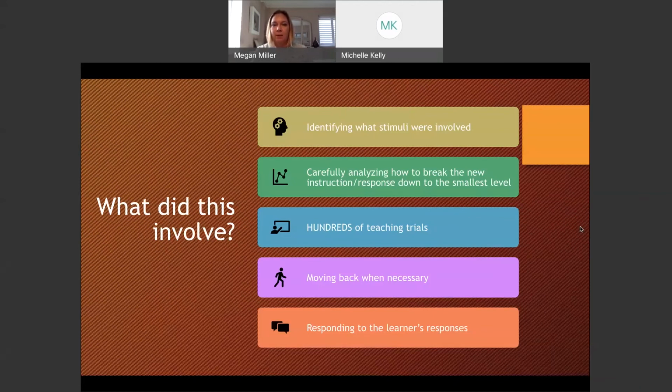Carefully analyzing how to break the new instruction response down to the smallest level. She didn't throw into place a brand new plan where she says the new cue and turns and walks away, right? She broke it all the way down to just practicing sitting with the cue and keeping her body facing him and all of that to limit the amount of stress being provided and really condition that to a high level. Hundreds of teaching trials.